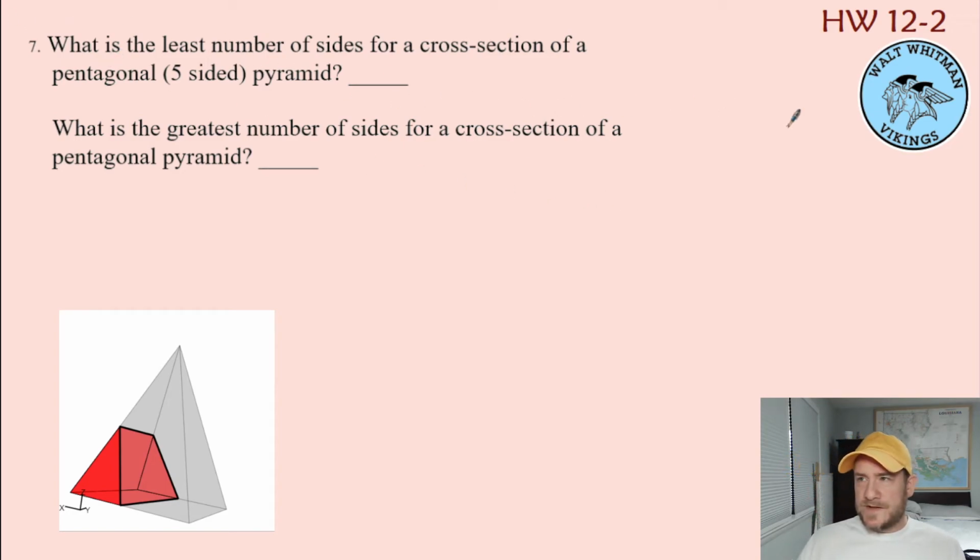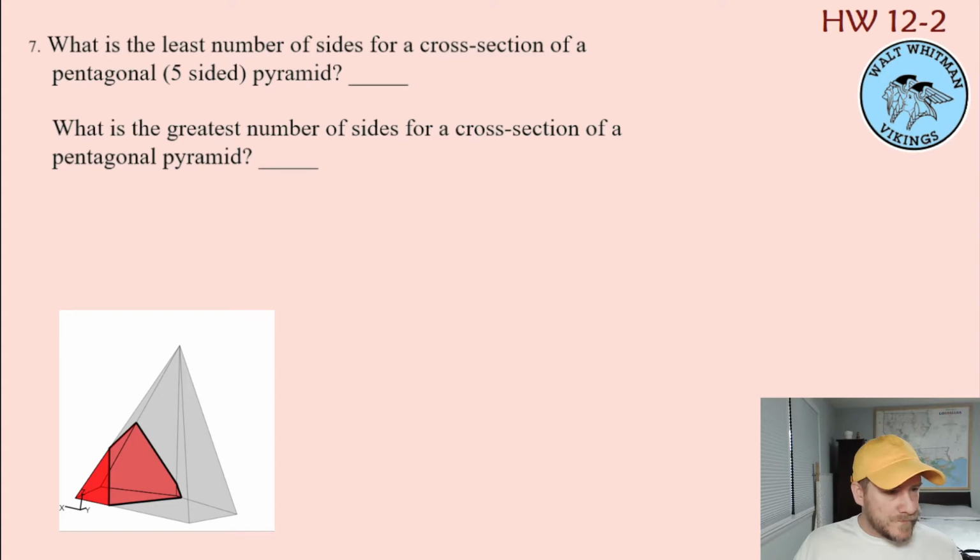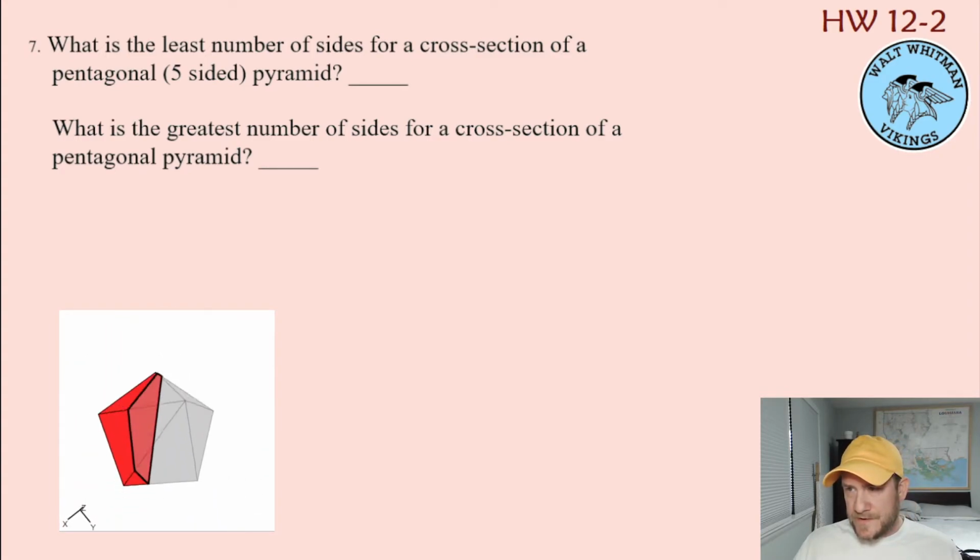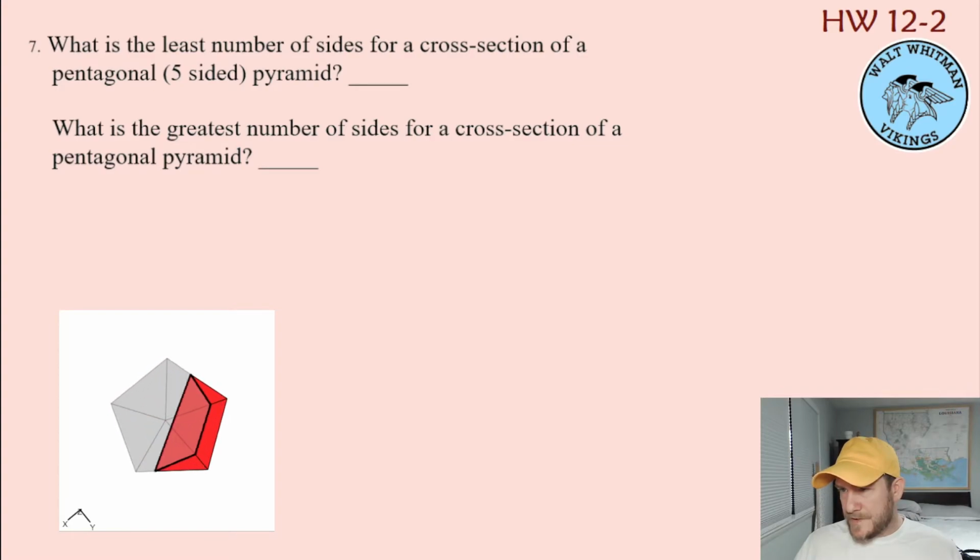7 says, what is the least number of sides for a cross-section of a pentagonal pyramid? So okay, again, I'll show you that. So this is what a pentagonal pyramid looks like. You need a base that is a pentagon. Can I just turn this thing off? I don't think I can. Let's make it parallel.